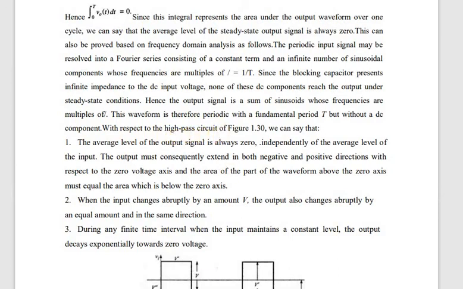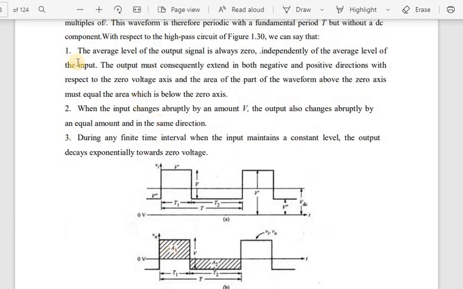Overall, we can say these are the three concluding points. First, the average level of the output signal is always 0, independent of the average level of the input. I'll repeat it once again: the average level of the output signal is always 0, independent of whatever DC voltage you apply, that is, the average level of the input.